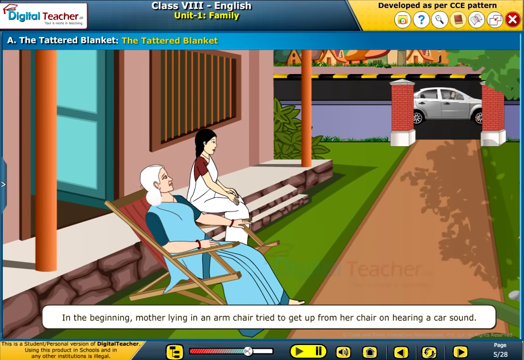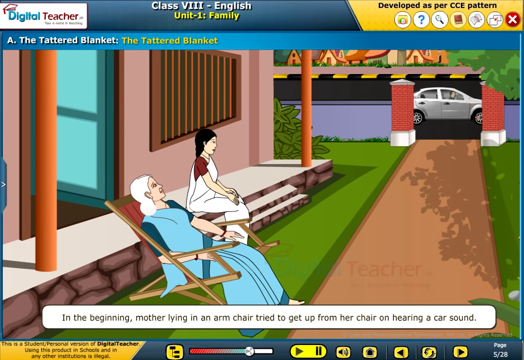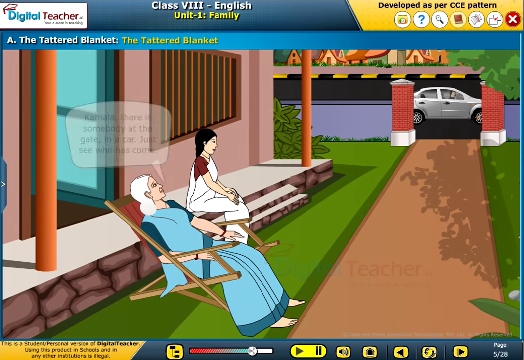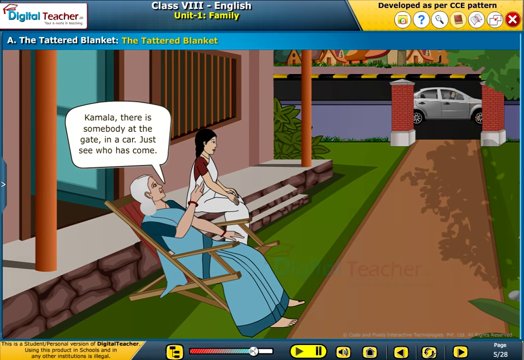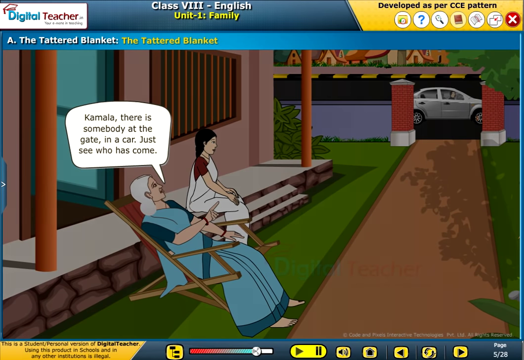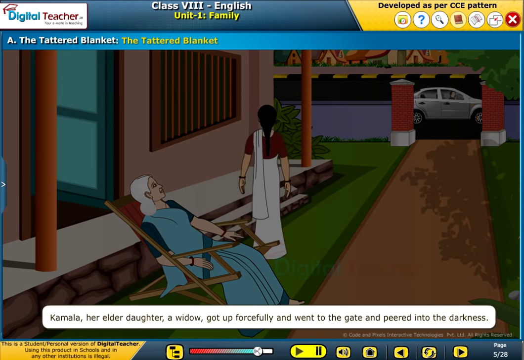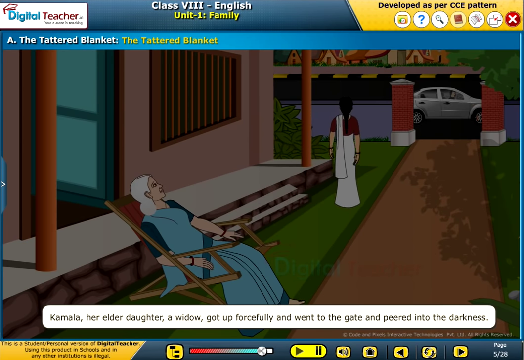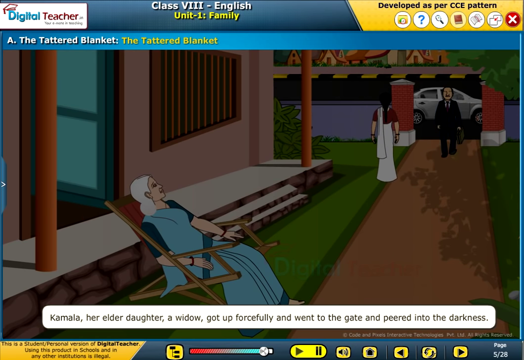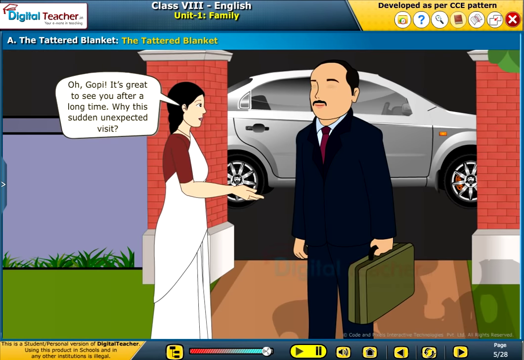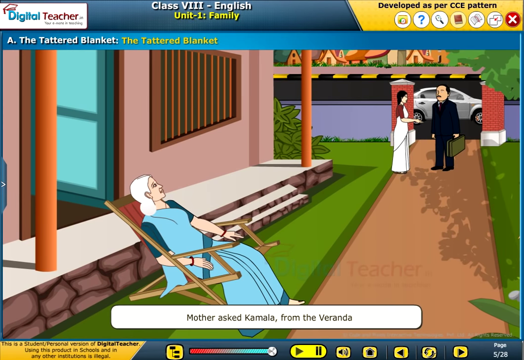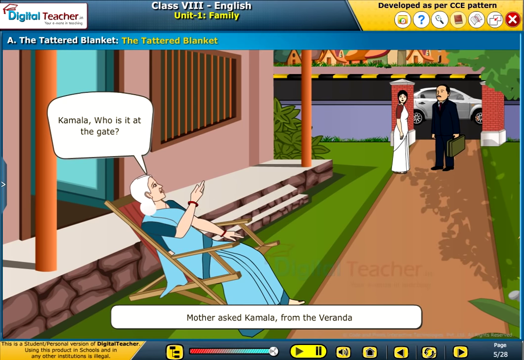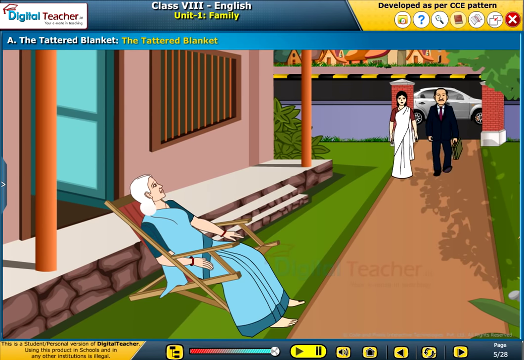In the beginning, mother lying in an armchair tried to get up from her chair on hearing a car sound. Kamala, there is somebody at the gate in a car. Just see who has come. Kamala, her elder daughter, a widow, got up forcefully and went to the gate and peered into the darkness. Oh, Gopi, it's great to see you after a long time. Why this sudden unexpected visit? Mother asked Kamala from the veranda. Kamala, who is it at the gate?